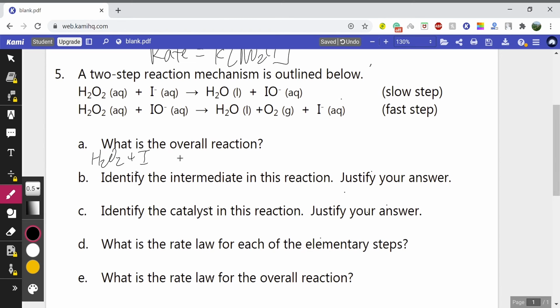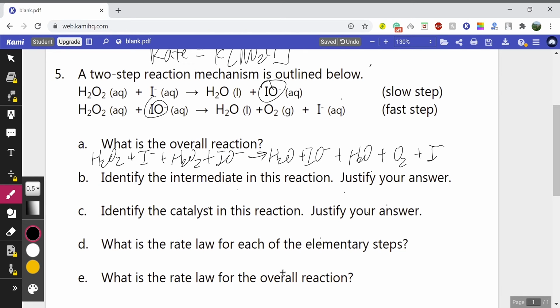H2O2 plus I minus plus H2O2 plus IO minus makes H2O plus IO minus plus H2O plus O2 plus I minus. Now first, we need to determine if there's any intermediate or catalyst. Now as you can see, IO minus is used up immediately after it's produced. So IO minus is an intermediate and they will cancel each other out. I minus and I minus are both in the reactant and product as well. So you might want to cancel it, but be aware.